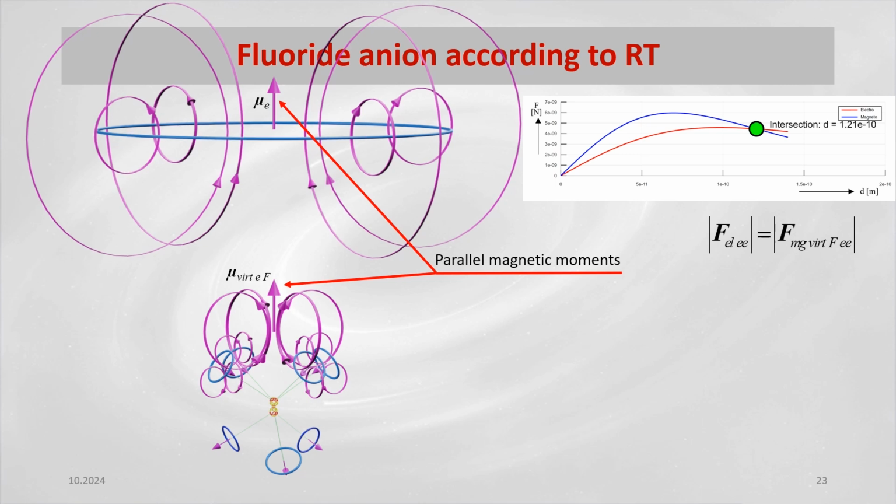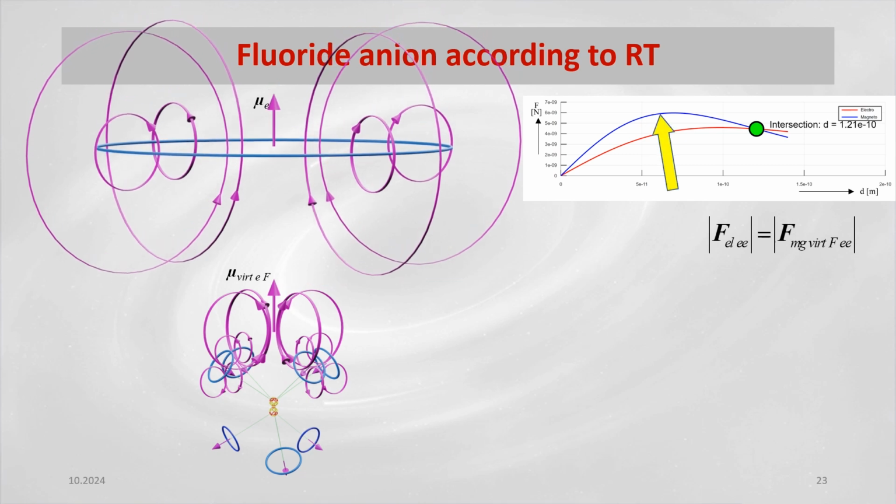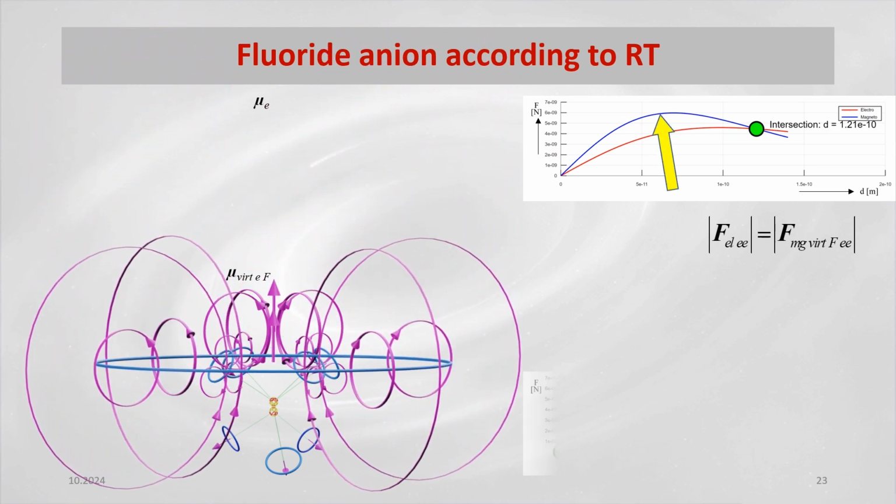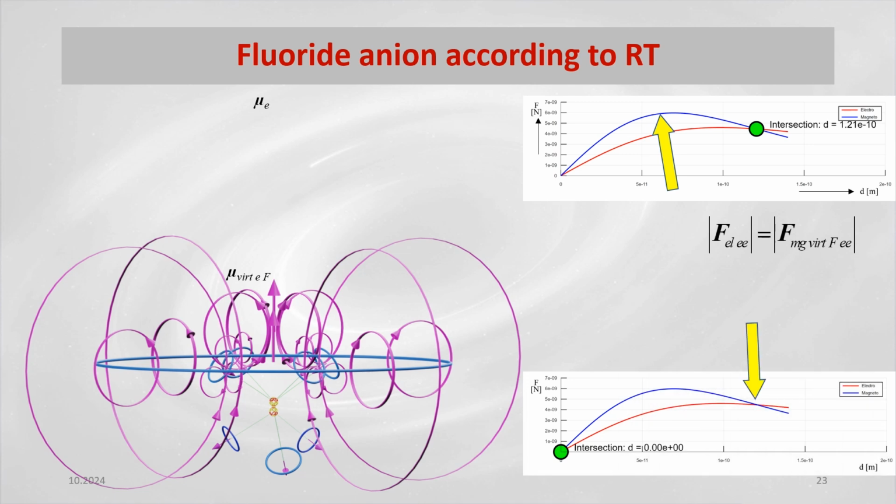After this point is overcome, the attractive force of the magnetic field begins to prevail, the free electron becomes bound, and moves to a stable position given by the plane of the 4 bonding electrons of the fluorine atom. In this way, according to the ring theory, a stable structure of the fluoride anion is formed.